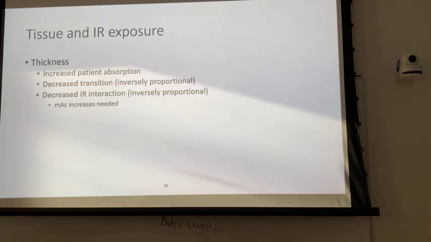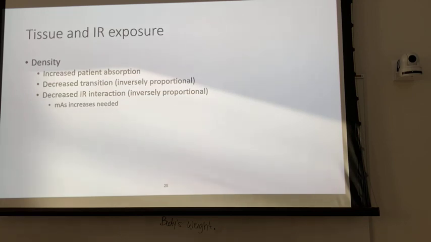So what we use is mass to compensate for increases in tissue thickness, because if we increase KVP, we increase scatter radiation, and with tissue thickness, we increase scatter radiation as well. So we don't want to compound the problem. So tissue density and image receptor exposure, we have an increase in patient absorption. Same, really, everything is pretty much the same.